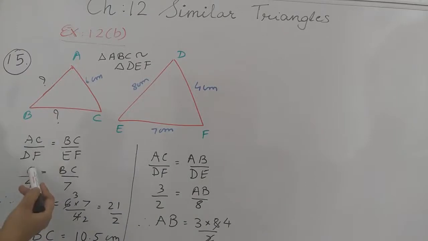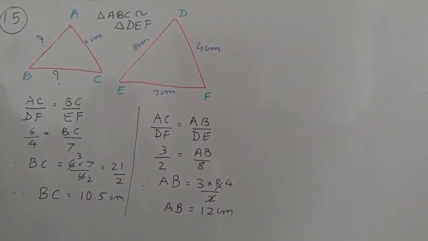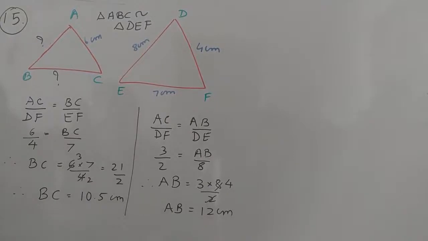Then the AC and DF values: 6 by 4 is equal to BC, which we don't know and want to find out, over EF, which is 7. Now in the next step, BC is equal to this 7 going crossways. So 6 multiplied by 7 upon 4, and then by cancellation we get 21 by 2, and 21 by 2 in decimal is BC equal to 10.5 centimeters. So the side BC value we get is 10.5 centimeters.